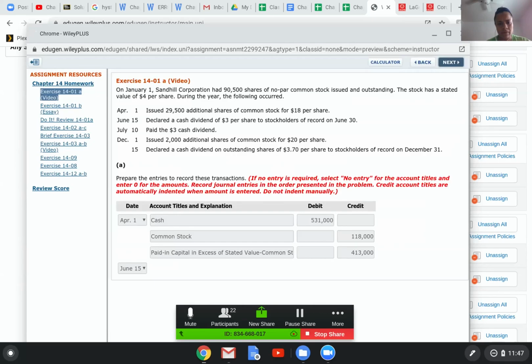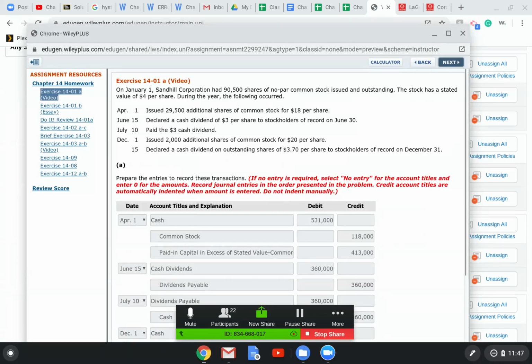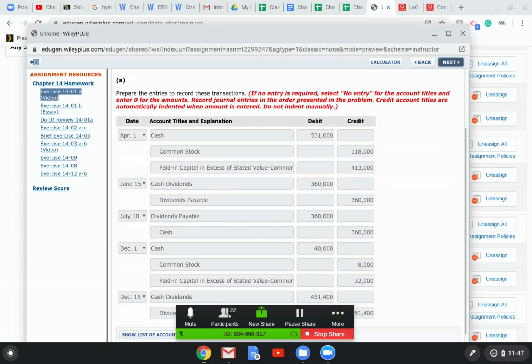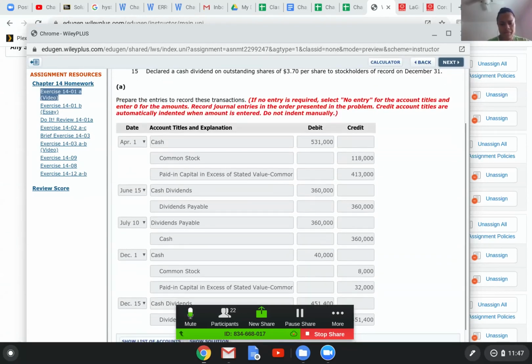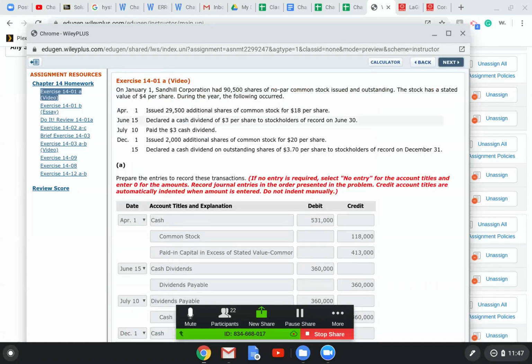This one, on December 1st. I'm kind of confused about the credits and the paid-in capital in excess of stated value. I don't know how to come up with that one. Okay. So I guess the first point we have to remember is that the stock has a stated value of $4 per share, right?